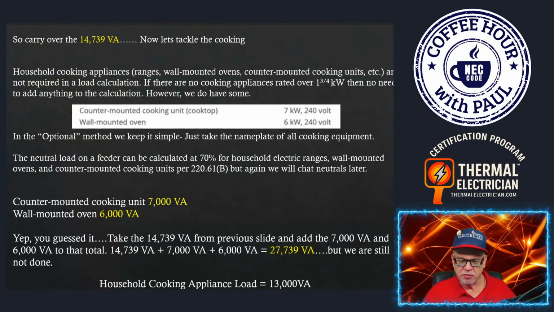We're just taking nameplates and square footage, 3 VA per square foot, and small appliances and laundry. That's it. That's all we've done. We're just adding numbers up. That's why the optional method is so easy. You're just taking the numbers.